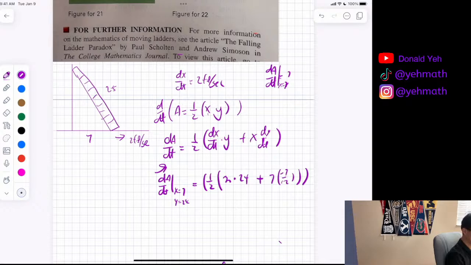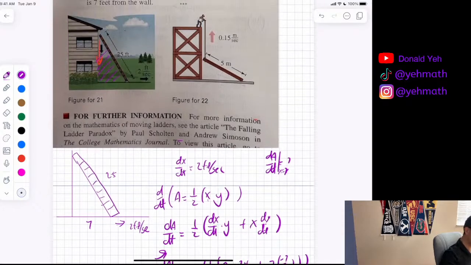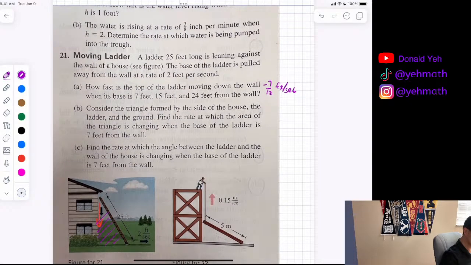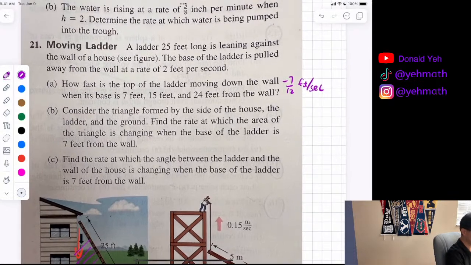With that being said, let's look at part C. Let's read part C together.